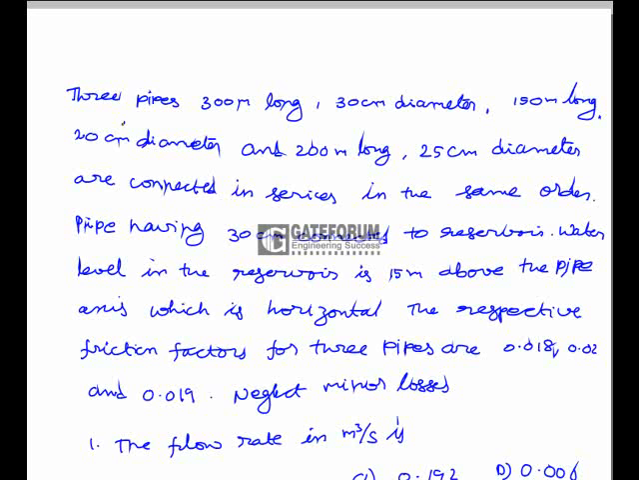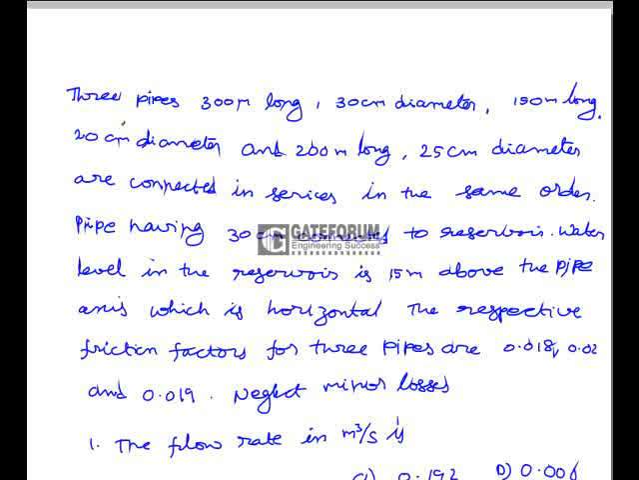Three pipes, 300 meter long and 30 centimeter diameter, 150 meter long and 20 centimeter diameter, and 200 meter long and 25 centimeter diameter, are connected in series in the same order. The pipe having 30 centimeter diameter is connected to a reservoir. Water level in the reservoir is 15 meter above the pipe axis, which is horizontal. The respective friction factors for the three pipes are 0.018, 0.02 and 0.019. Neglect minor losses.